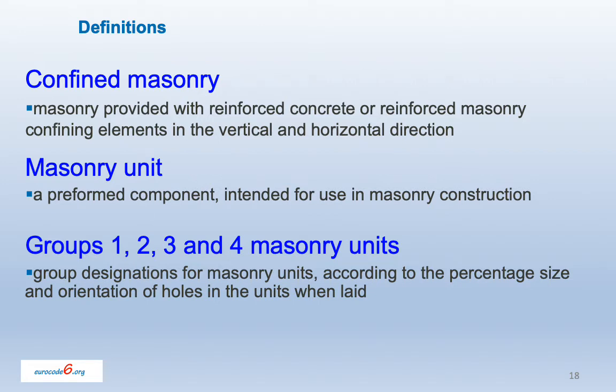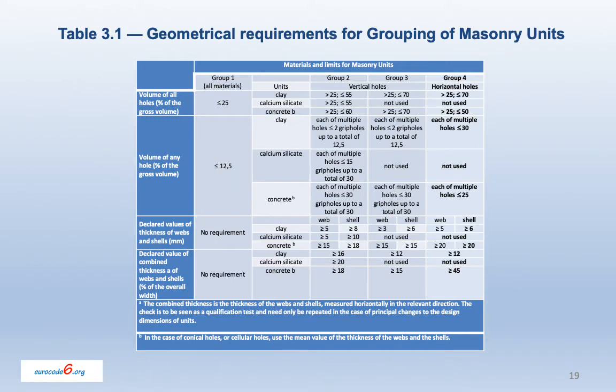We've already learned that a masonry unit is a preformed component which is used in masonry construction. To separate out different types of masonry unit, they are organized as 4 groups. These group designations for the masonry units vary with the percentage, size and orientation of holes in the units when they're laid. The requirements for these 4 groups are given in Table 3.1 of the Eurocode and allow for the wide range of European units. The masonry unit manufacturer will usually declare which group a particular unit belongs to.